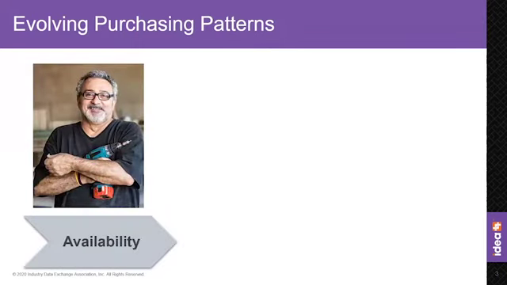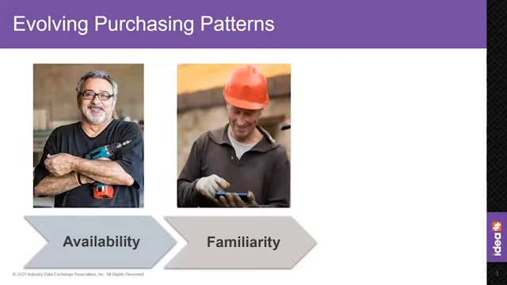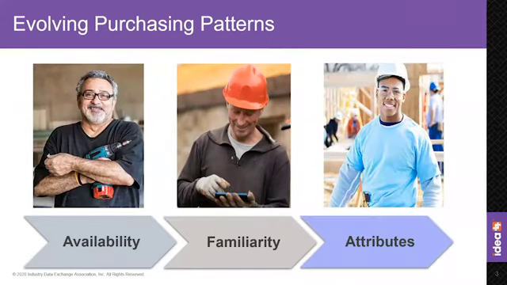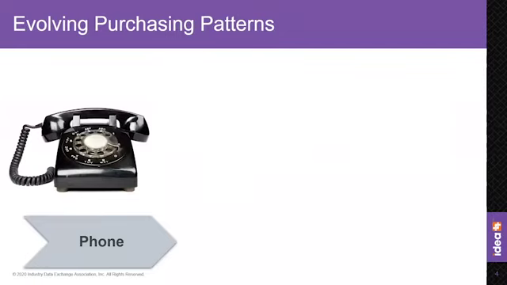So I want to take a step back and just take a look at how our purchasing habits have changed. In the past, purchasing decisions were primarily made based on availability. And then from there, purchasing decisions were made based on familiarity or brand loyalty. And then most recently, we see a whole generation of folks that are making purchasing decisions based on attributes, product data, and product specifications.